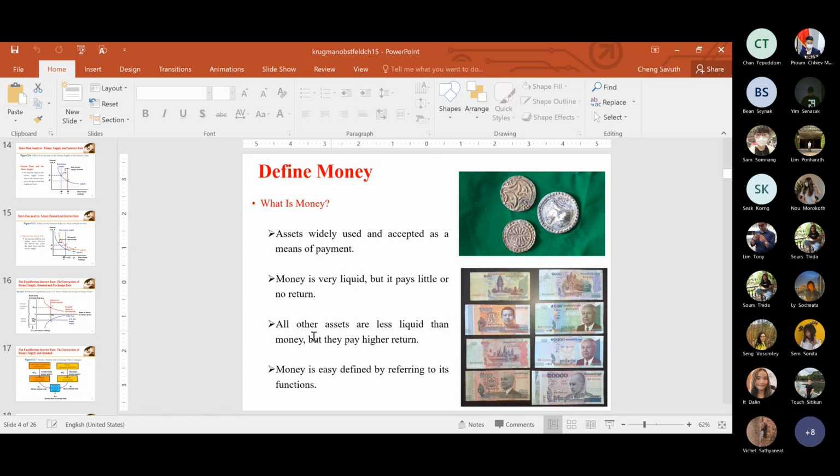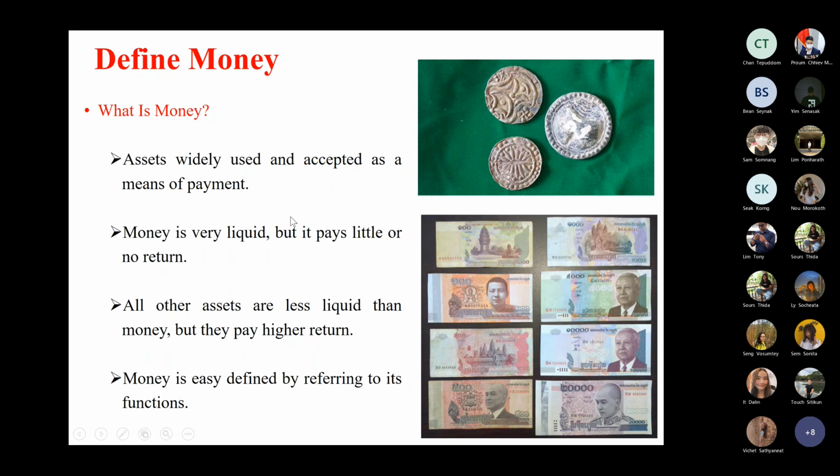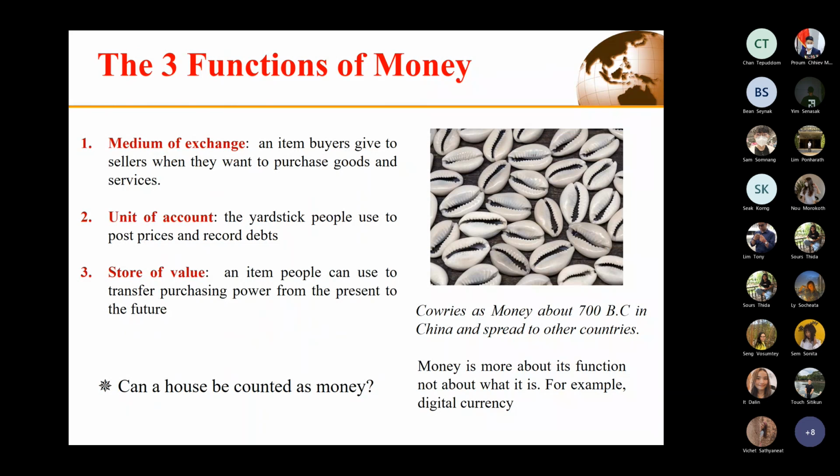Okay, so last time we talked about the money market, and we looked at what exactly is money, and we came to the conclusion that when we talk about money, we need to talk about the functions. And we learned that money has three important functions. The first one is that it is used as a medium of exchange. Secondly, it is used as a unit of account. And the last function is that we store the value.